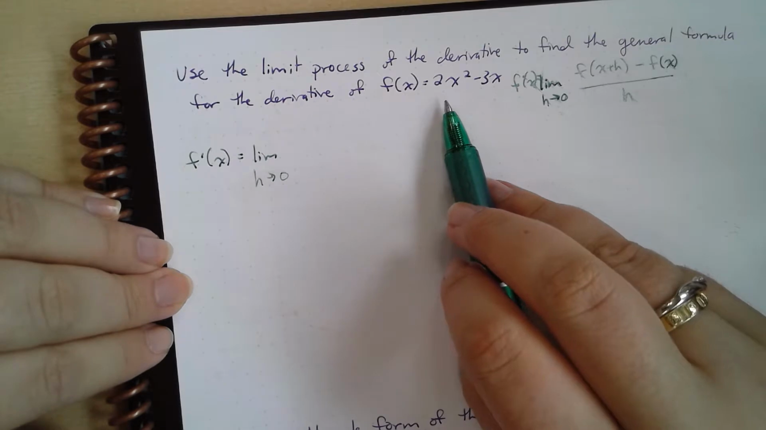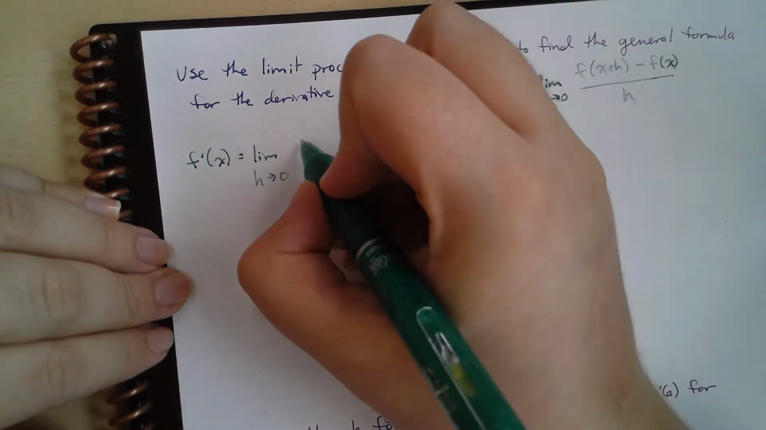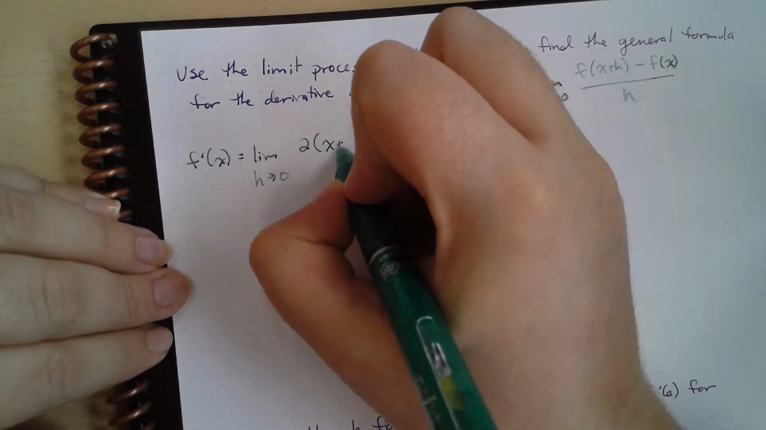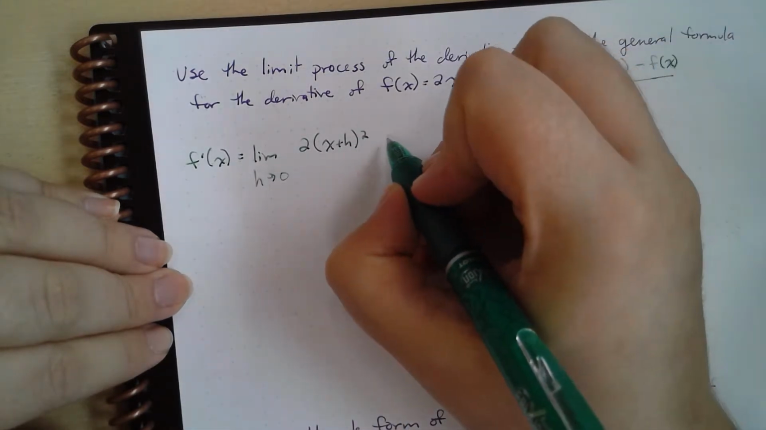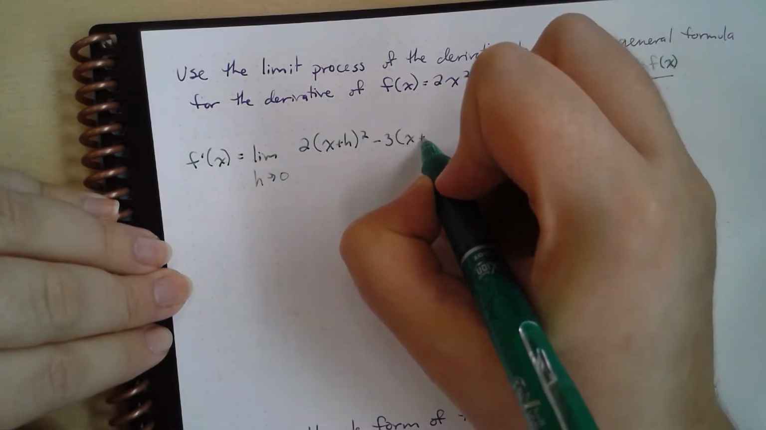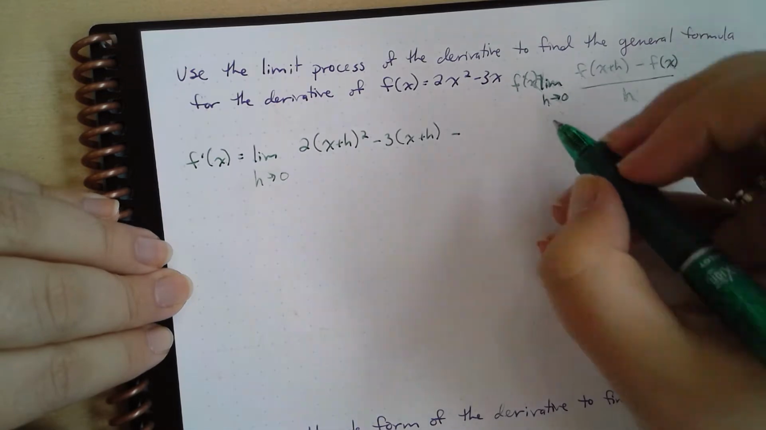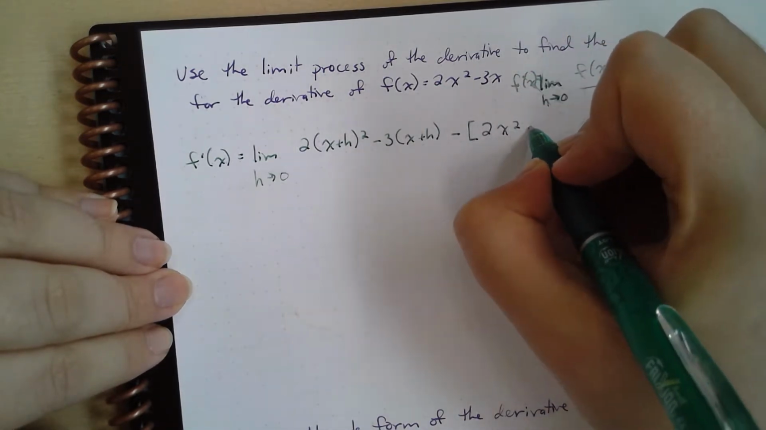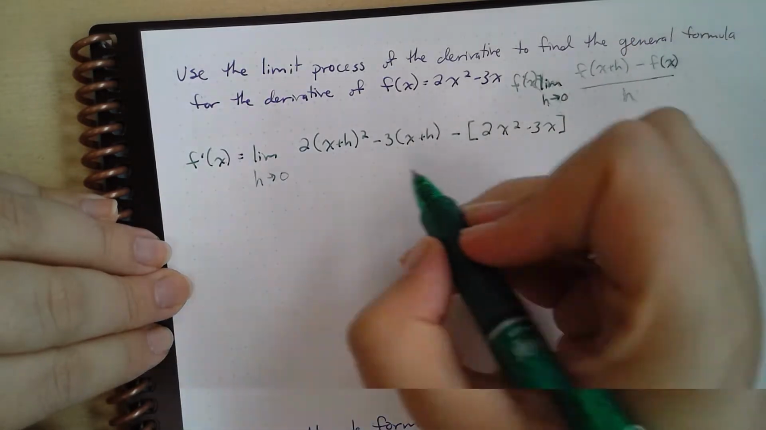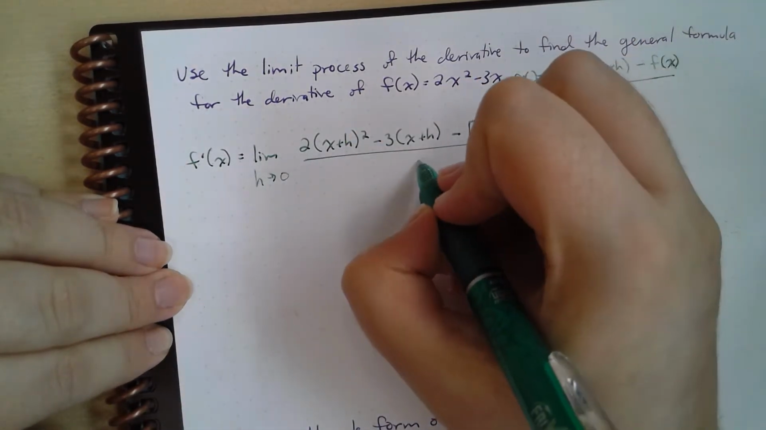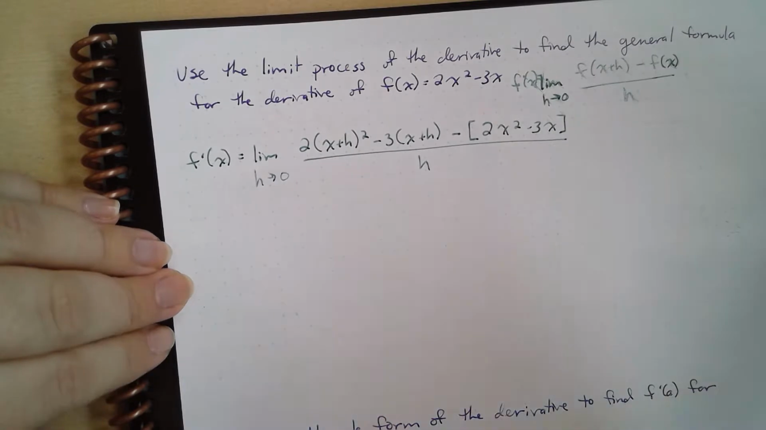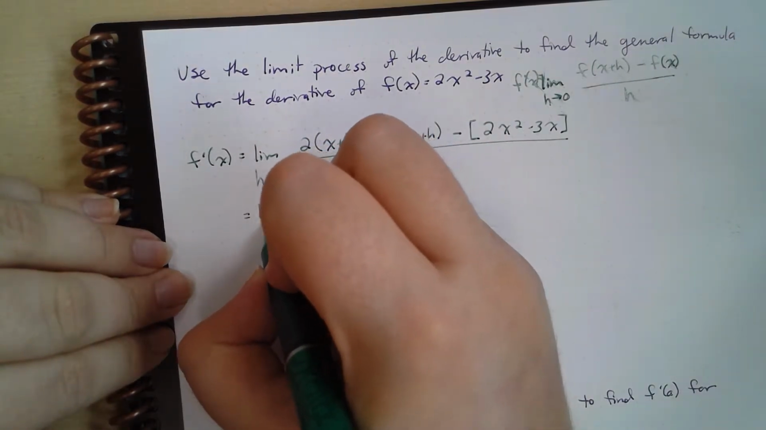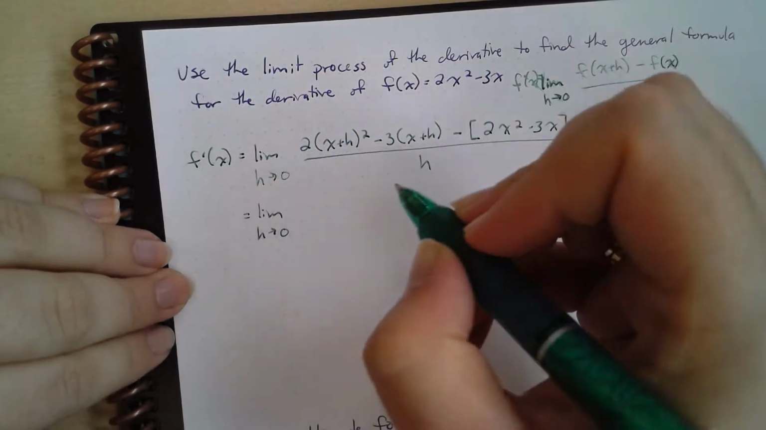and now I'm going to put in an x plus h wherever I have an x. So we're going to have 2 times (x plus h) squared minus 3 times (x plus h) minus, and I like to put this in parentheses, f of x, which is (2x squared minus 3x), all divided by h. So let's break this up a little bit, see if we can simplify things here.